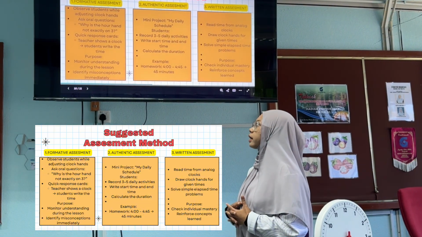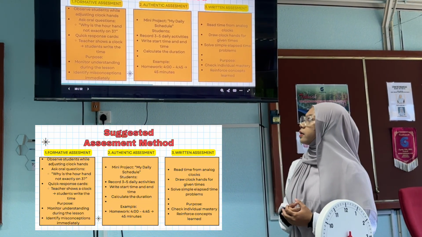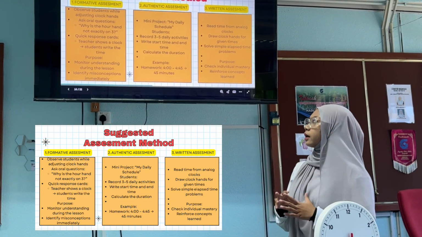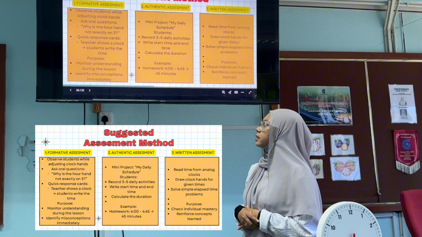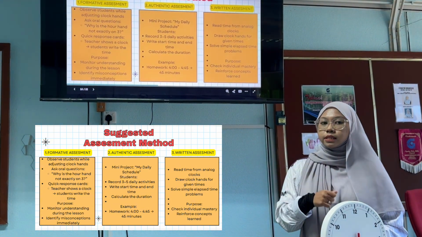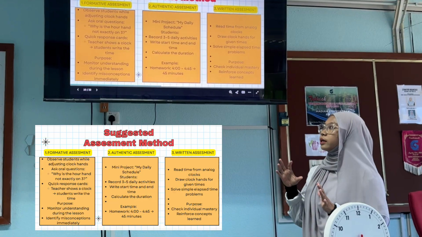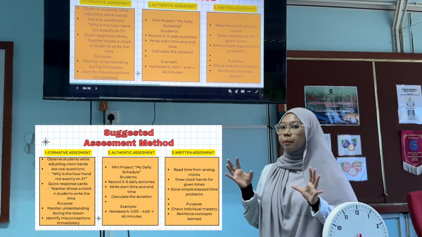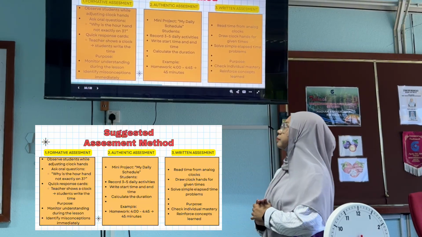And the teacher can also use quick response cards. For example, the teacher chooses a clock and the students write the time on a paper. The teacher can also monitor understanding during the class, and this formative assessment is also important for the teacher to identify misconceptions that happen during the class immediately.